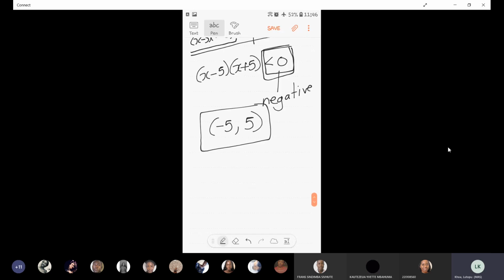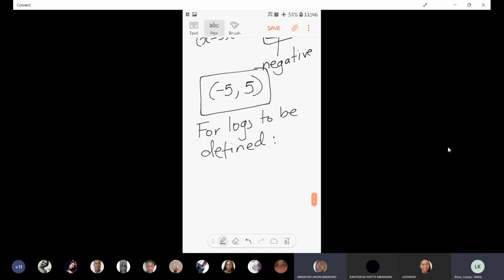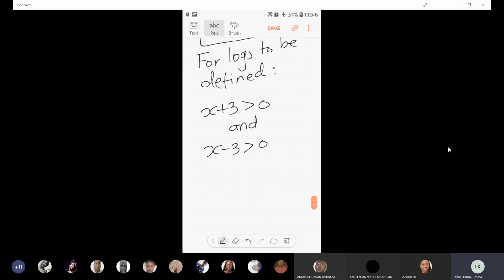And now for my logarithms to be defined, what I need is that their arguments are greater than 0. Now the first argument I have is x plus 3. So x plus 3 should be greater than 0. And the second argument is that x minus 3 should also be greater than 0. So the arguments of logarithms are always positive. So this is the first argument, that is the second argument.